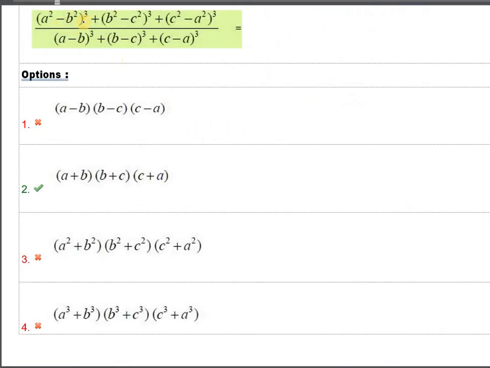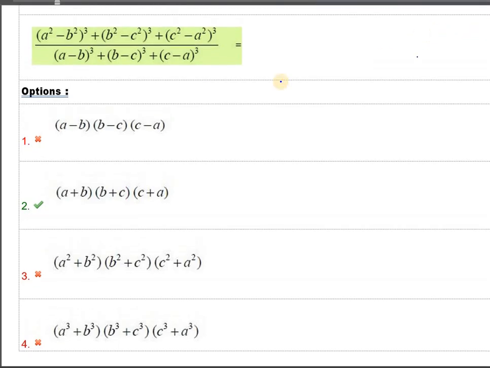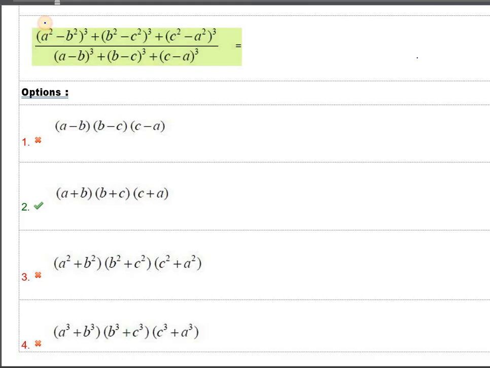Next question. (a square minus b square) whole cube plus (b square minus c square) whole cube plus (c square minus a square) whole cube, divided by (a minus b) whole cube plus (b minus c) whole cube plus (c minus a) whole cube. This is a somewhat confusing question, but this is from 8th class mathematics. If you consider a square minus b square as x, and b square minus c square as y. This is not a direct question, not available in the textbook, but some formulas available are used here.